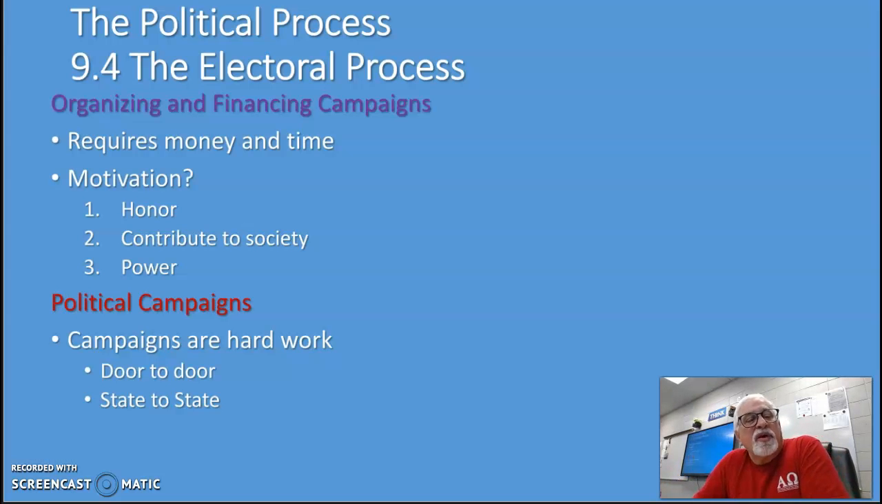How are campaigns run? Well, it requires money and time. The question is, what motivates people to run? Is it the question of the honor of holding a particular office, or do they simply want to contribute to society? Is there an altruistic motivation behind it, or do they want power to hold on to things? And it takes a lot of work to get into office. Campaigns are hard work. You have to go door to door, state to state.